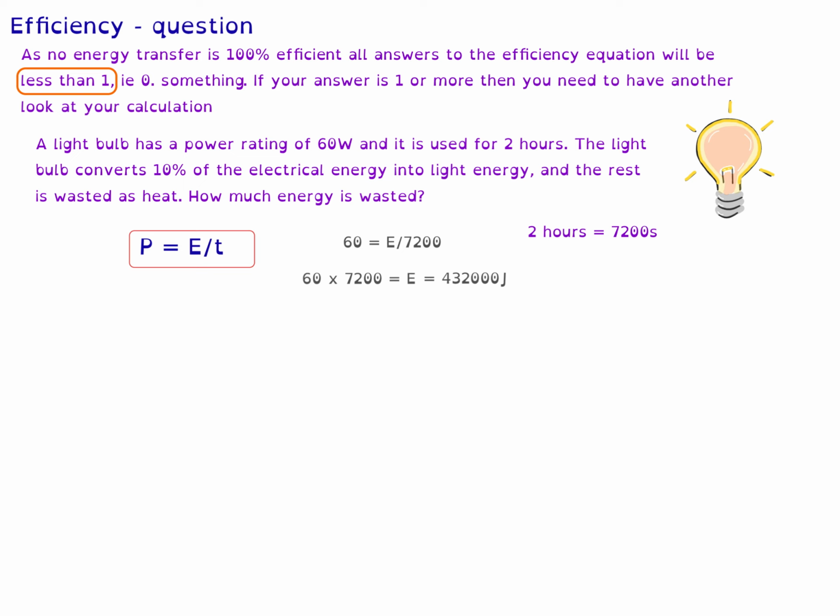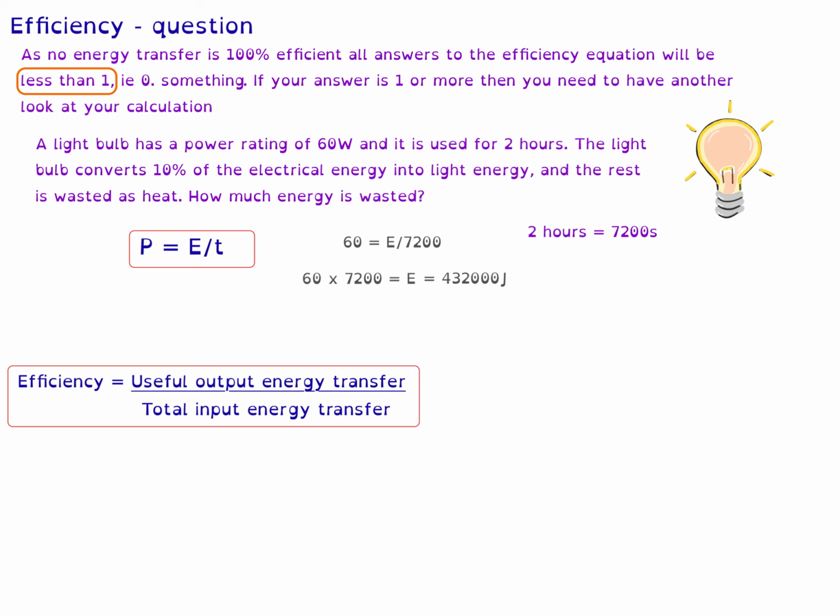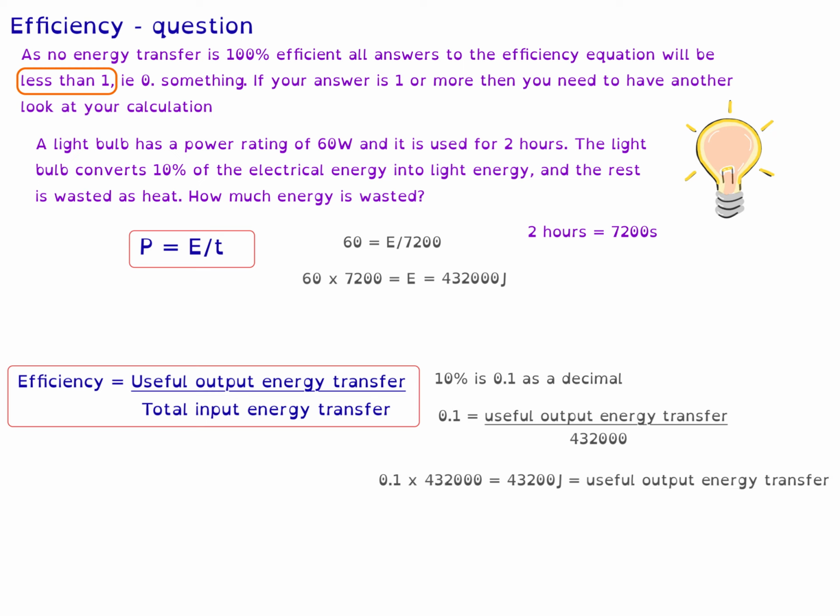432,000 joules. Now we need to look at the efficiency, use our efficiency equation, useful output energy transfer divided by total input energy transfer. 10% is 0.1 as a decimal. 0.1 being our efficiency is the useful output energy transfer divided by the total input, which we have just calculated as being 432,000. We need to rearrange this equation, and that gives us 0.1 multiplied by 432,000, and that gives us 43,200 joules. This is our useful output energy transfer.